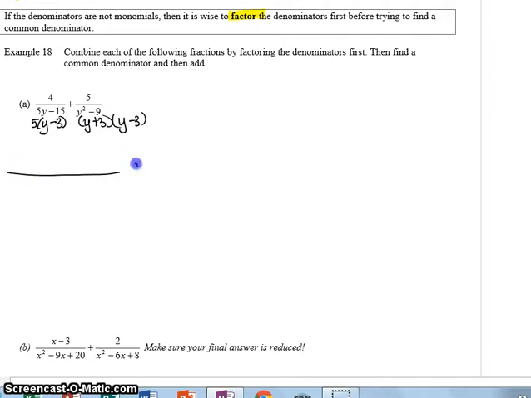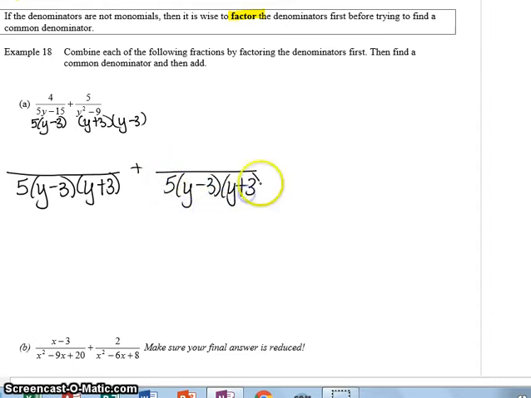So now for your common denominators, you want one of everything. So this one has a 5 and a y minus 3. This one has the y minus 3, which we already have, but then you need a y plus 3. So you want one of everything. So my common denominator is going to be 5 times y minus 3 times y plus 3.